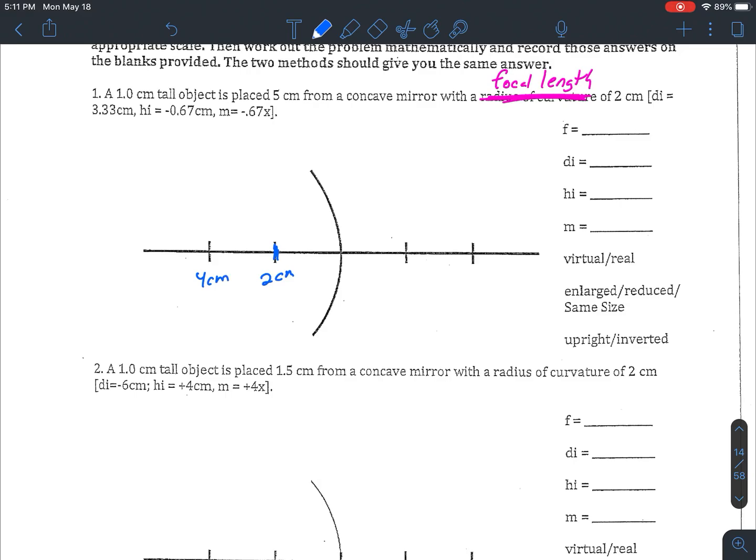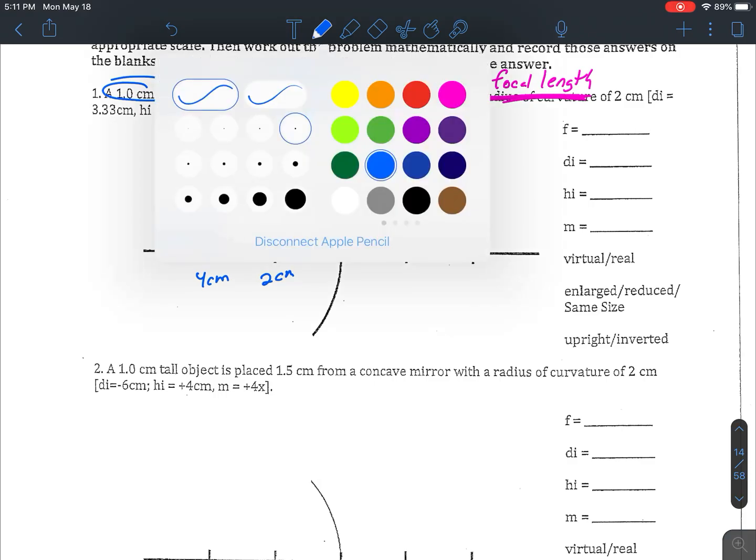So if we have a 1 centimeter tall object placed 5 centimeters in front of a concave mirror, we know we're on the left side because that's where the cave would be. We're going to be approximately about here, another 1 centimeter. Close enough. It's about 1 centimeter tall. Not too bad as I compare. So that's our object, and we're going to trace our light rays.